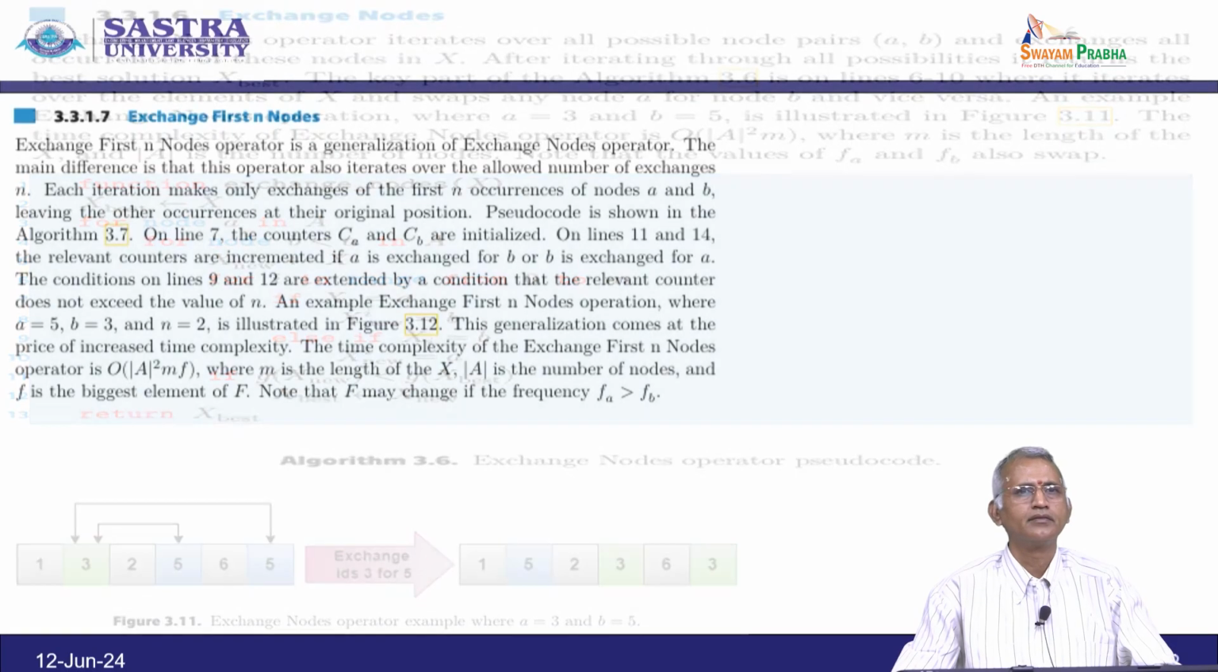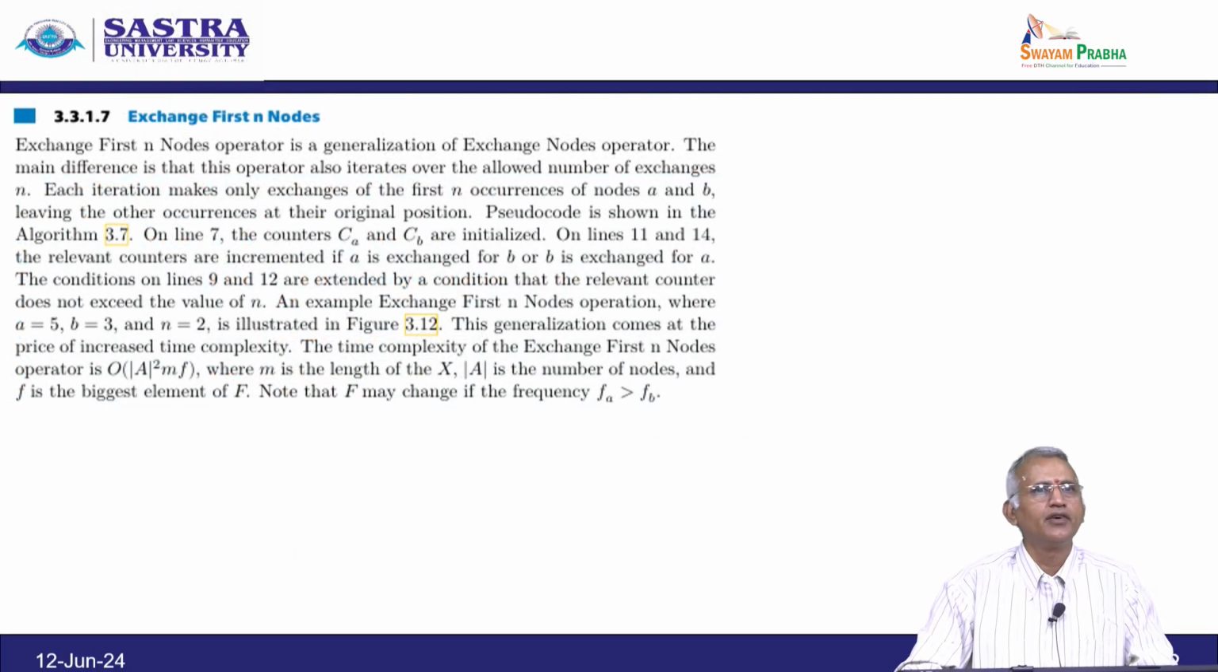Next, exchange first n nodes. The exchange first n nodes operator is a generalization of the exchange node operator. The main difference is that this operator also iterates over the allowed number of exchanges n. Each iteration makes only the exchange of the first n occurrences of nodes a and b, leaving the other occurrences at their original position. Pseudocode is shown in the algorithm. On line 7, the counters CA and CB are initialized. On lines 11 and 14, the relevant counters are incremented.